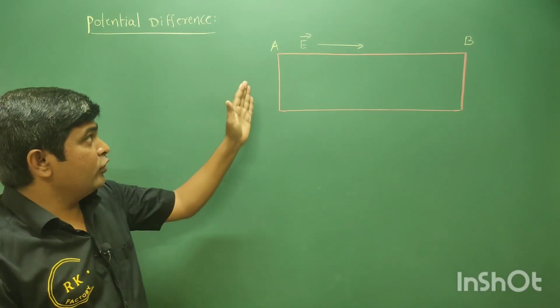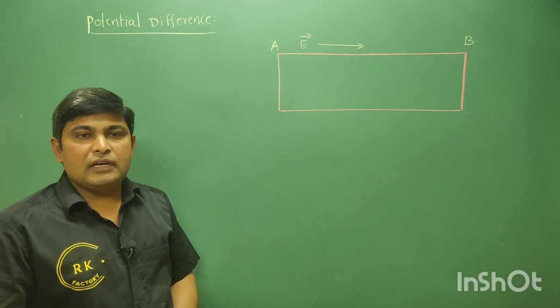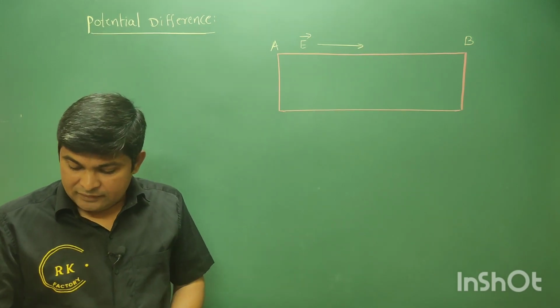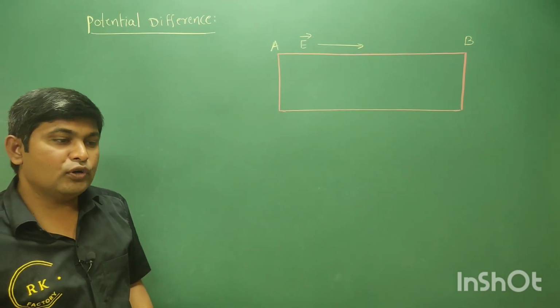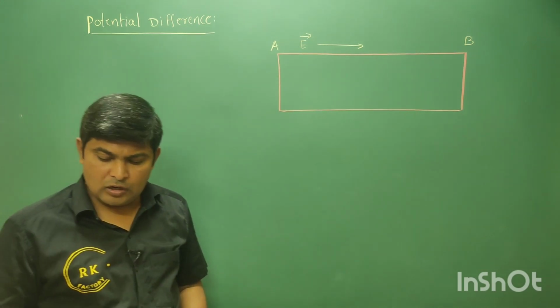Responsible for flowing the electrons from one end to another end, or one terminal to another terminal. So about that we are going to talk. That is nothing but potential difference. Why we call it a potential difference, we will talk about.